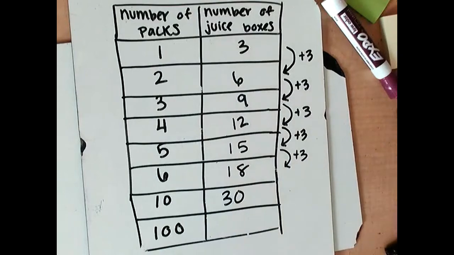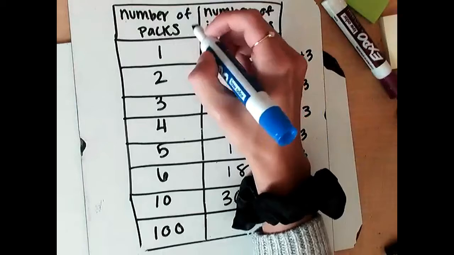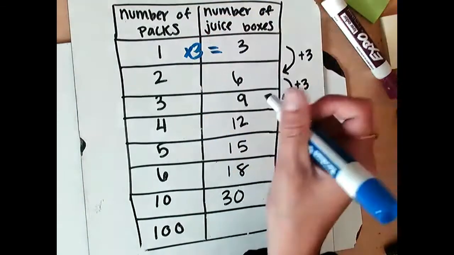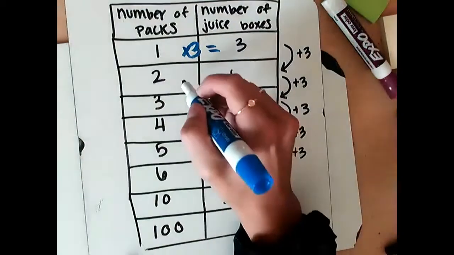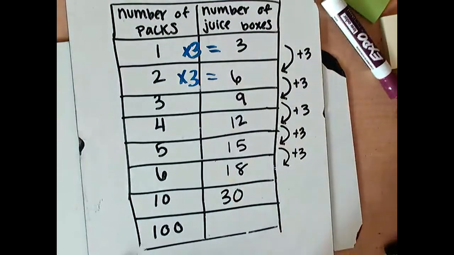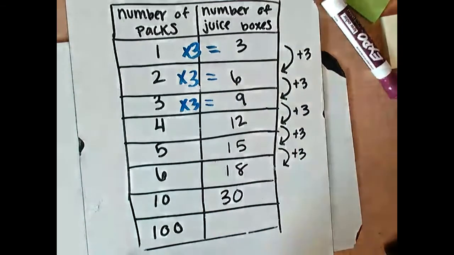Can we multiply by a certain number to get our answer, to get the number of juice boxes? What I'm noticing, friends, is that if I multiply my number of packs by 3, I'm going to get how many juice boxes? Let's see if that works for everyone. If I multiply 2 times 3, oh, yeah, that works. If I multiply 3 times 3, that's 9.